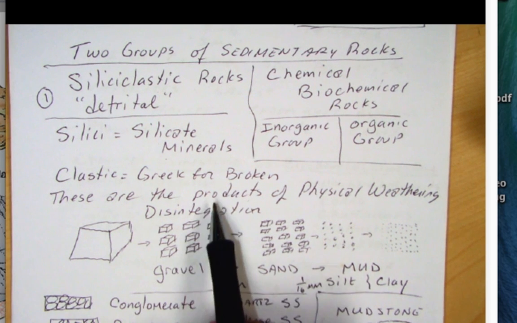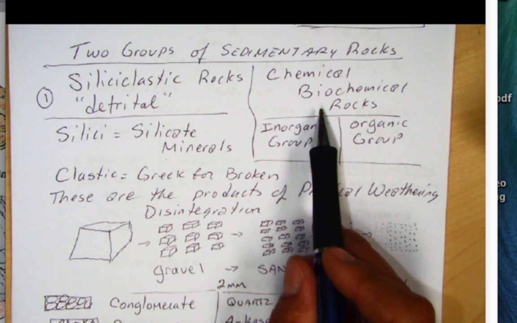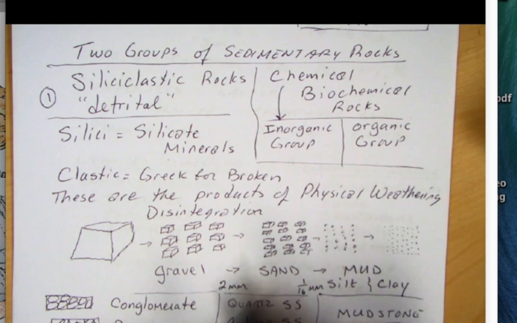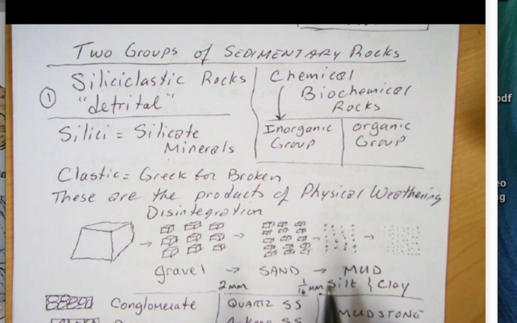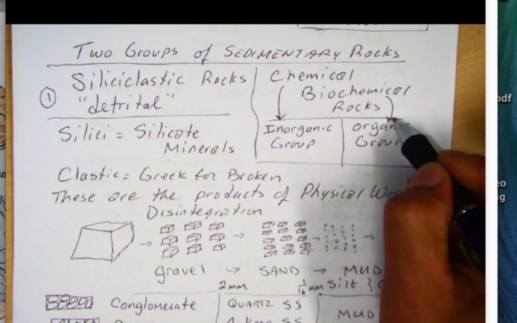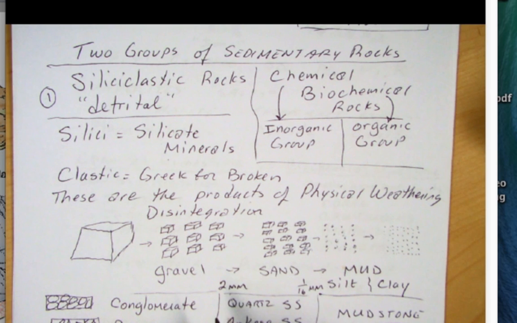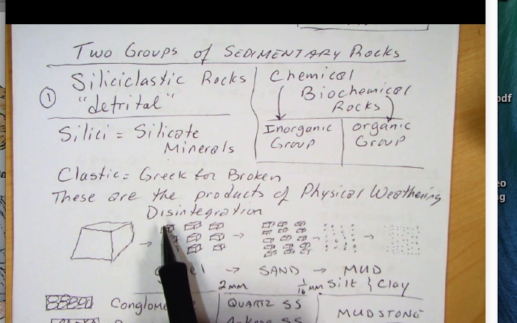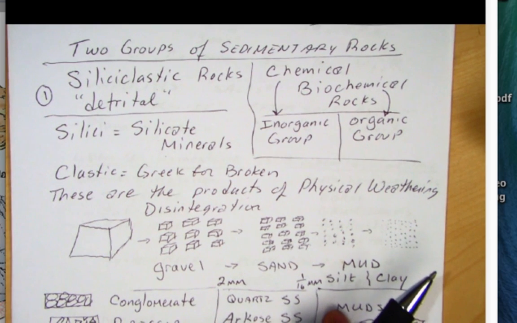The other group is the chemical or biochemical group. We separate this one into an inorganic group, which involves no organism, and the biochemical group, which involves basically the skeletons and shells of once living organisms. We'll talk about this group in a little while. But let's go back to this siliciclastic group.